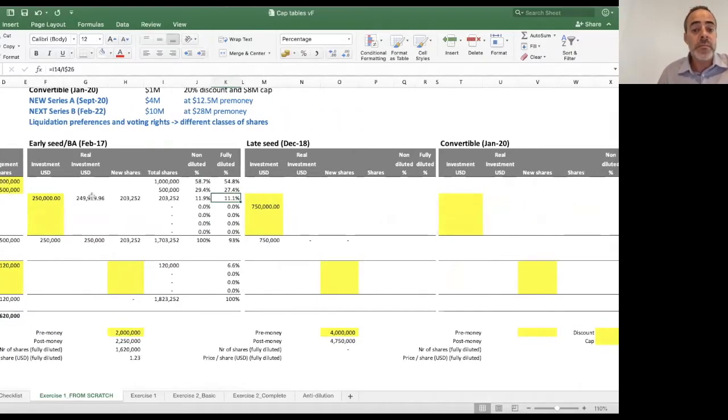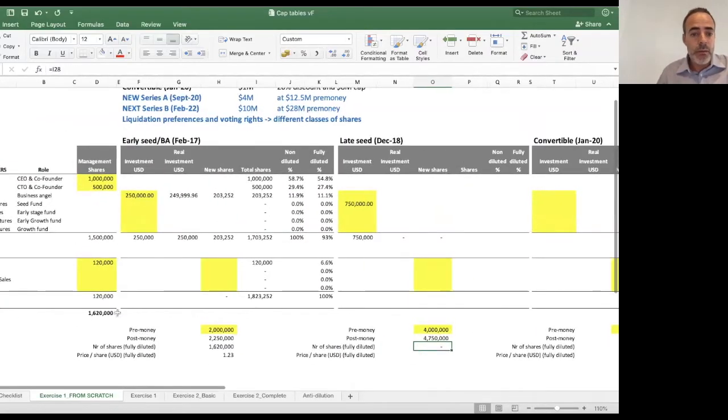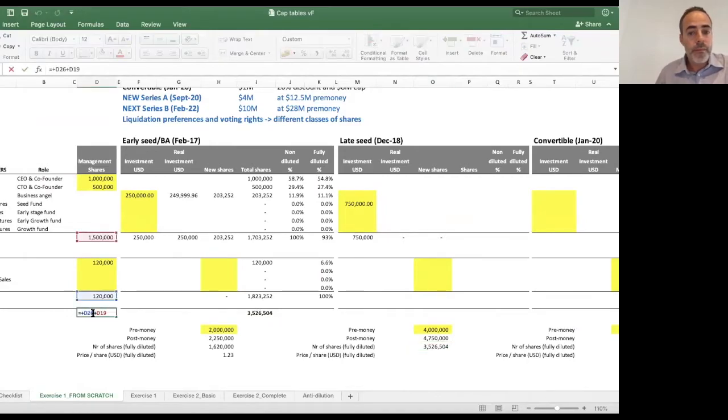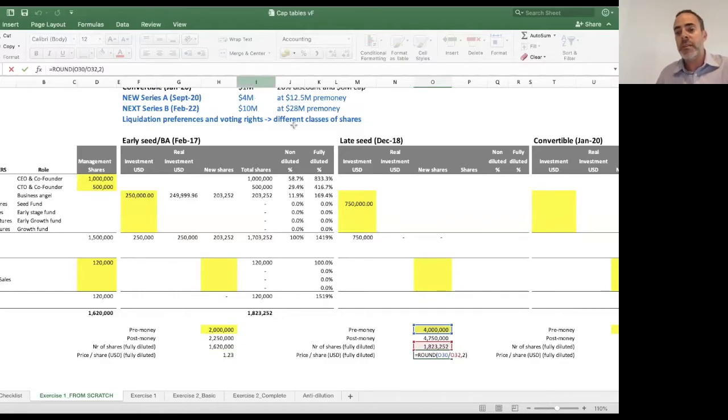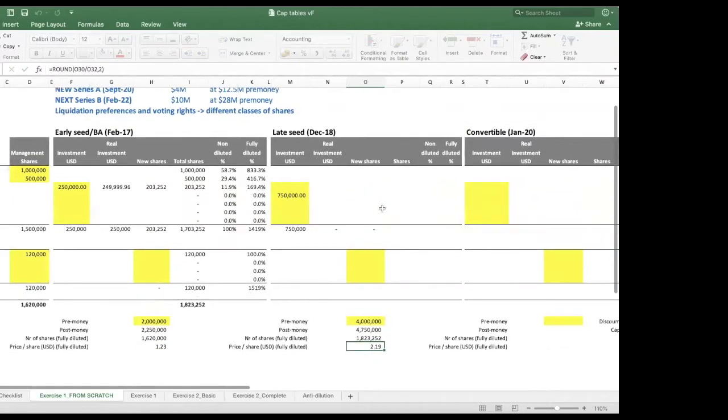Basically, we do the same. We have calculated here, oh, we need to add this here. Okay, so the number of shares is now 3 point, no. No, the number of shares is 1.823, okay? And the share price in the late seed will be 4 million divided by the total shares before the round, pre-money, okay?